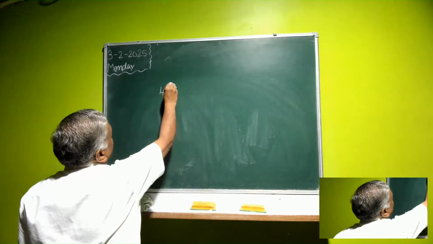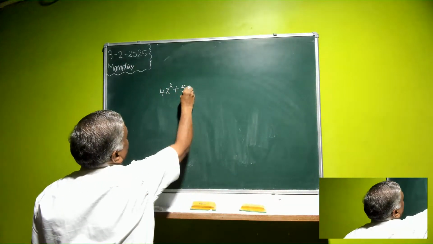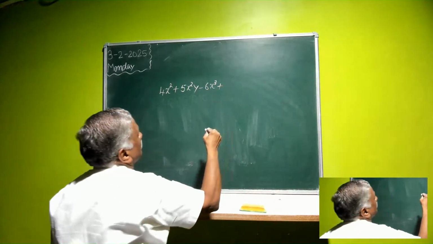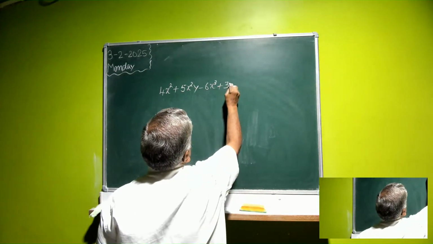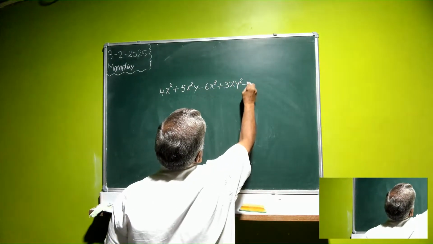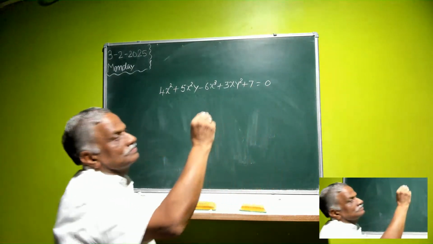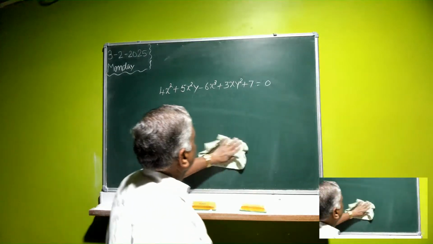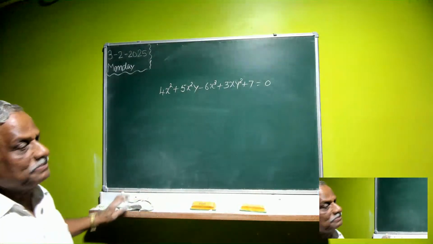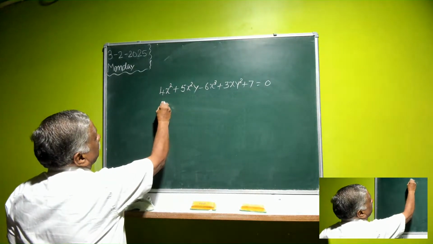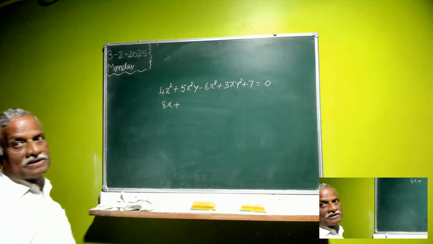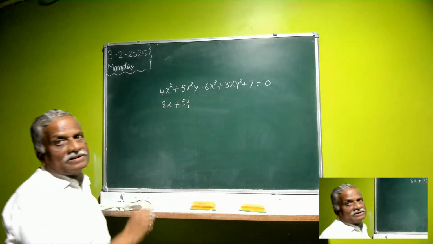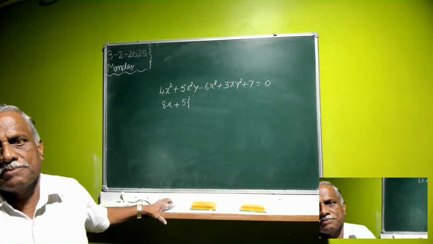4x square plus 5x square y minus 6x cube plus 3xy square plus 7. I've taken a little lengthy problem, the main reason being to make the concept clear. So to differentiate 4x square, I get 8x. Now 5 is a constant, keep it outside, and x square y is a product. That you should realize.